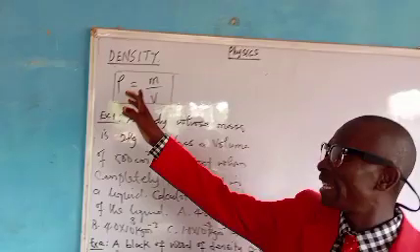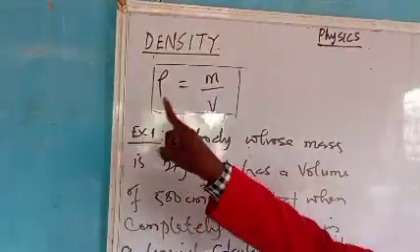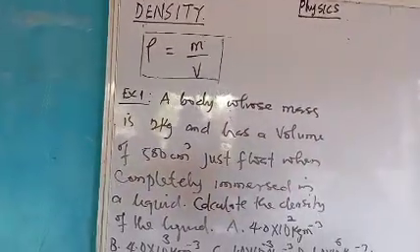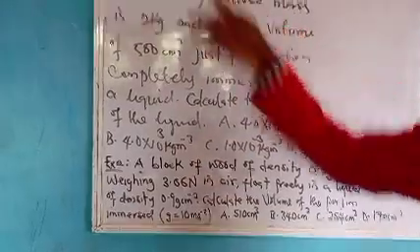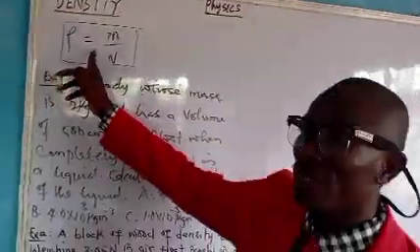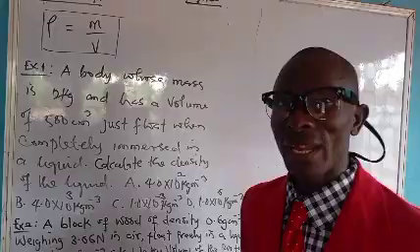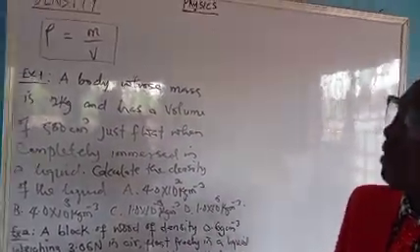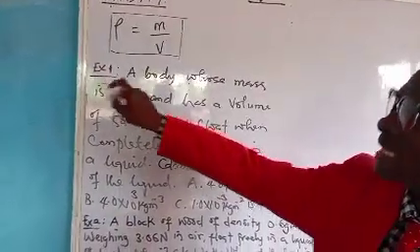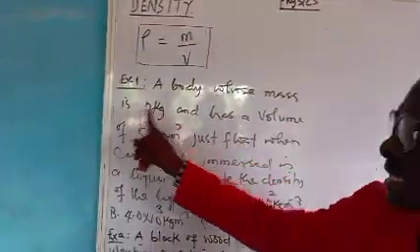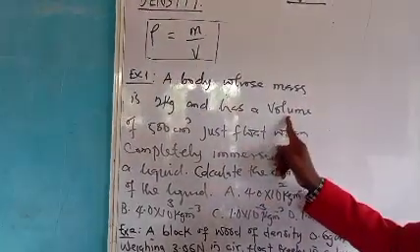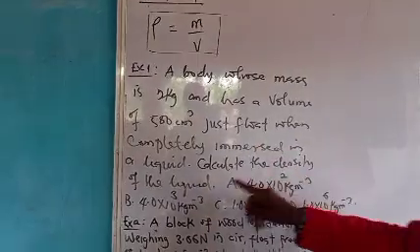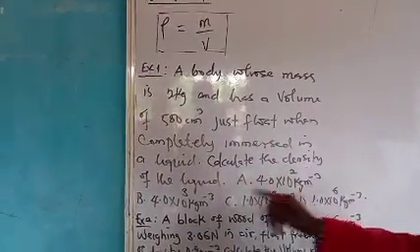Now, from this equation here, the equation I've given to you so far about density, mass over volume, we want to resolve this equation. These questions here. Let's use the equation now. How do we make use of this equation? Now, as you can see, examiner can give you questions like this just to test you. Now, how do we come about it? Like example 1 here, you look at it. It said a body whose mass is this and has a volume of this just floats when completely immersed in a liquid. Calculate the density of the liquid.